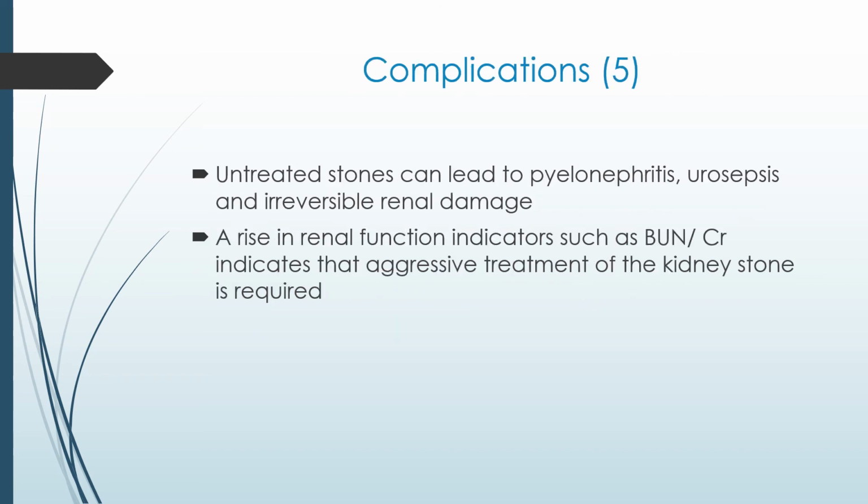Untreated stones can lead to pyelonephritis, urosepsis, and then irreversible renal damage. A rise in renal function indicators such as BUN and creatinine indicates that aggressive treatment of the kidney stone is required. So that's what I mean. A trial of passage for 4 to 6 weeks is really a very long time. In that time frame, the doctor is going to be doing lab studies, and we're going to be looking at the renal function. So indicators such as the BUN and creatinine going up say that if we don't do something now, this kidney is in danger. We need to do something now. We need to treat it now.